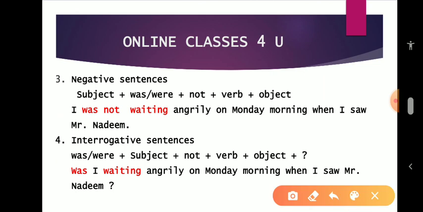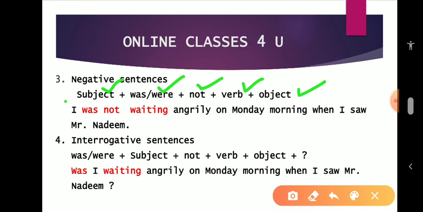Now, when we have to make negative sentences, what do we do? First of all, the subject is there, then was or were, whatever helping verb is required, you write after the subject, then place not, then verb, and then object. Let's see an example. I was not waiting angrily on Monday morning when I saw Mr.